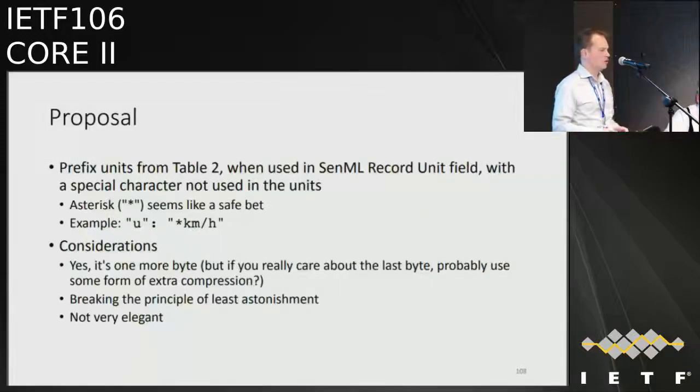Of course, this doesn't come for free. There's an extra byte of overhead every time you use it. That's probably not really a big issue. If you really care about the last byte, you probably have some form of compression to deal with that anyway. Maybe the bigger issue is that this does break the principle of least astonishment. So when a developer sees the unit, they'll be like, why is there an asterisk? And they would have to go to the upcoming RFC and see, oh, that's the reason.